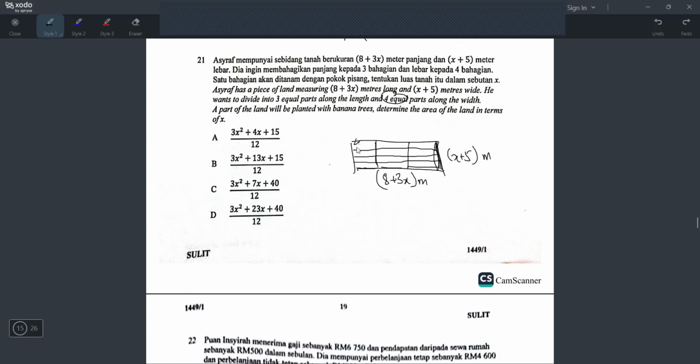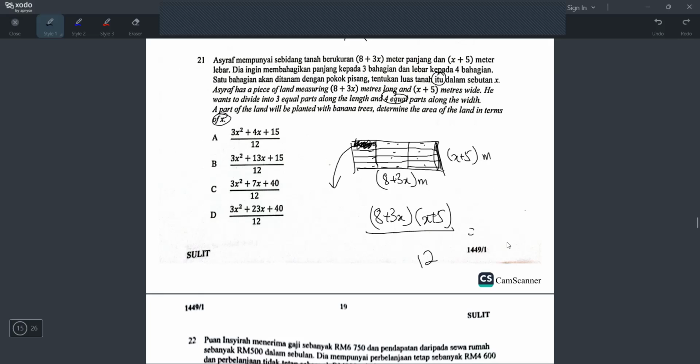A part of the land, okay, a part, so it's one part like this, will be planted with banana trees. So this is the area with banana trees. Determine the area of the land in terms of x. Satu bahagian akan ditanam dengan pokok pisang. Tentukan luas tanah itu dalam sebutan x. So I have to find the area of this small rectangle. Okay, how to find? First, we take the big area, (8 + 3x) times (x + 5). Okay, when we do this, we get all the areas, but we have to divide by 12. Why divide by 12? Because there are 12 equal parts. 1, 2, 3, 4, 5, 6, 7, 8, 9, 10, 11, 12. That's why this is your answer.